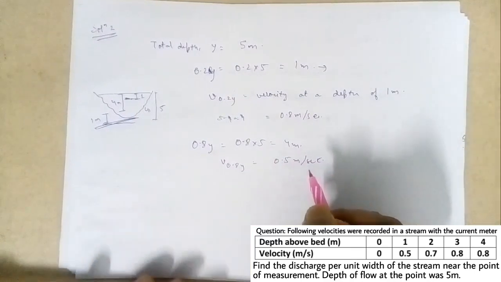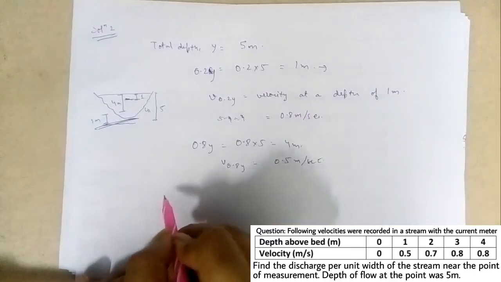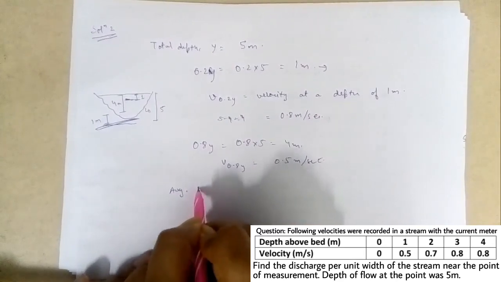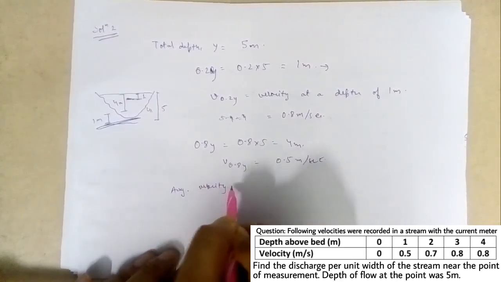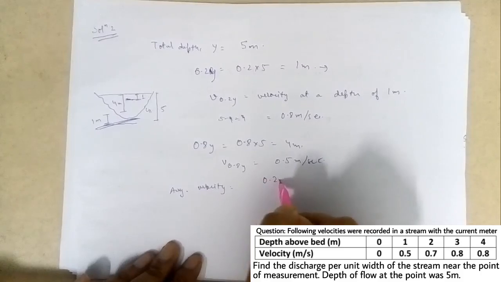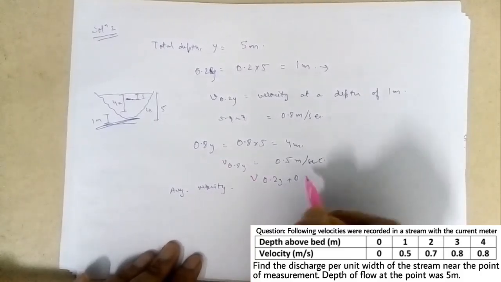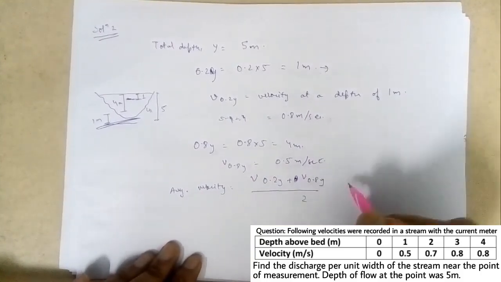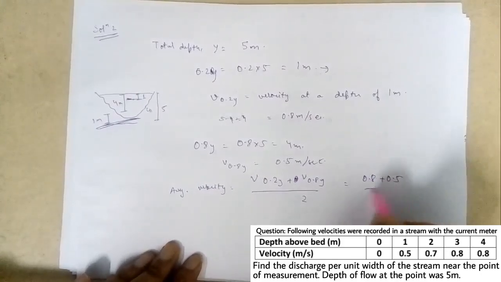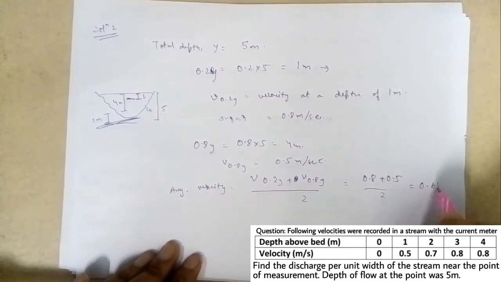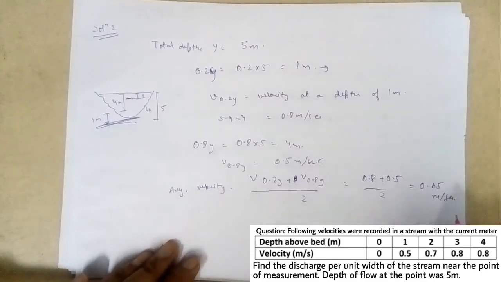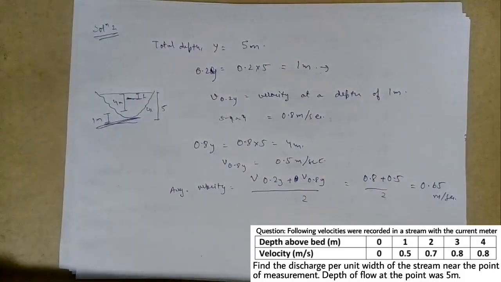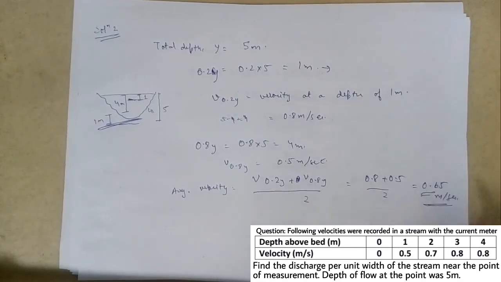So as in the last question, you saw that the average velocity was measured this way: average velocity is equal to v 0.2y plus v 0.8y divided by 2, and it is equal to 0.8 plus 0.5 by 2, and it is equal to 0.65 meters per second. So this is our average velocity. So now we have the average velocity.